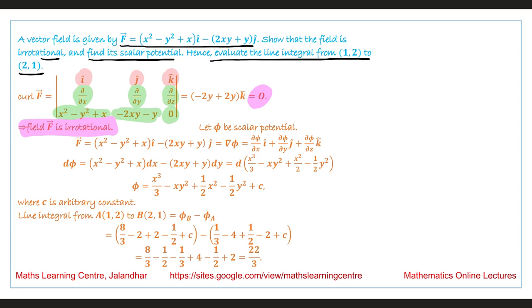So suppose there is a scalar potential phi that will exist because it is a conservative force, or we are saying F vector is irrotational. So what we obtain is that F vector is equal to del phi.